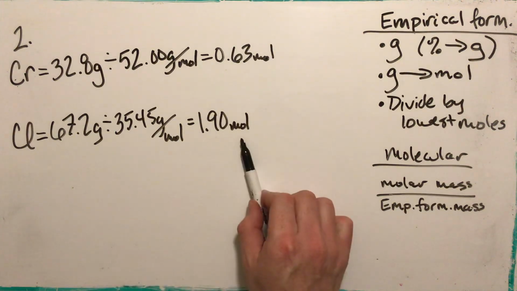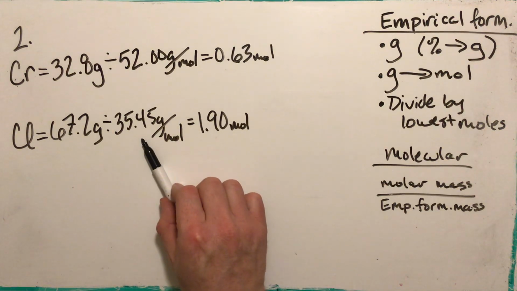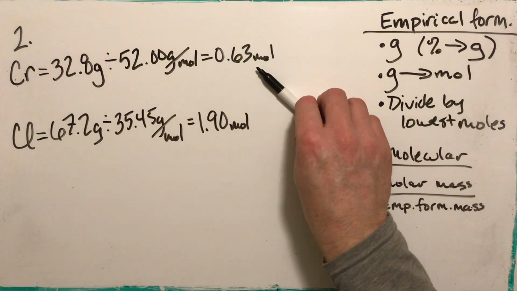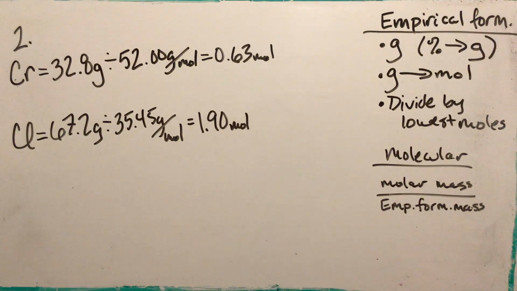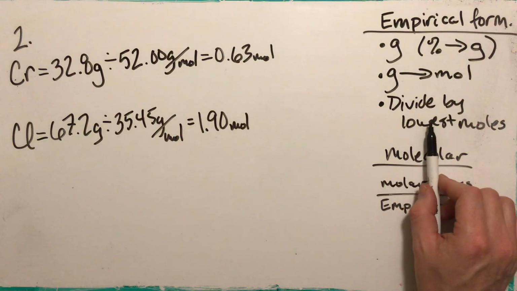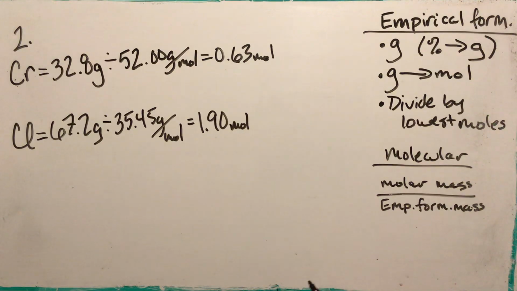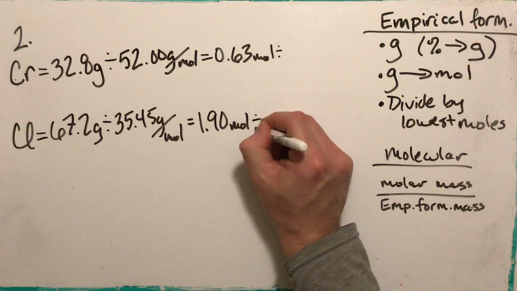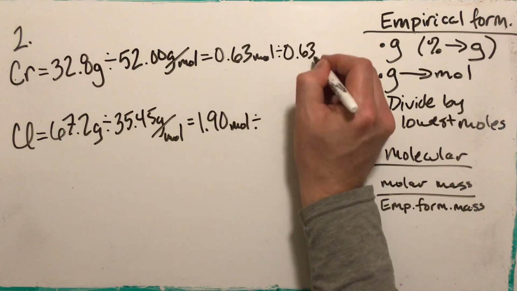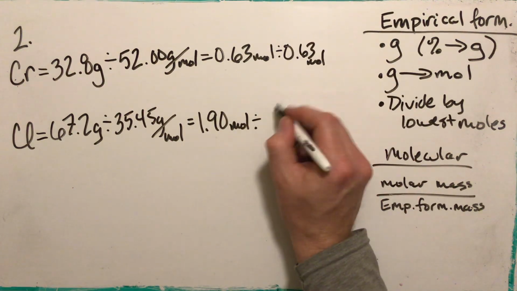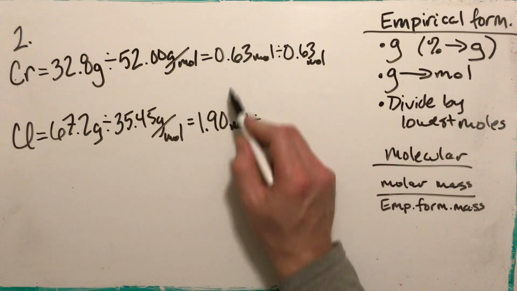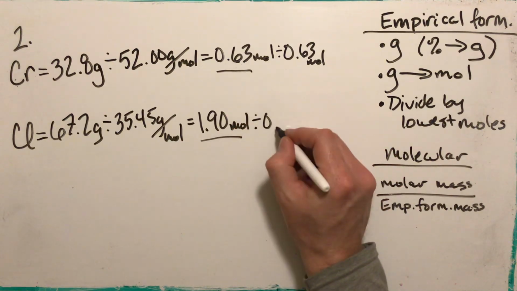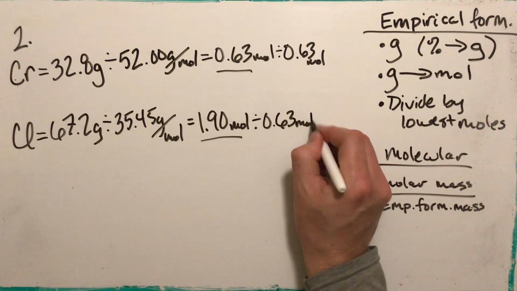We've changed grams into moles by using the molar masses off the periodic table plenty of times. So I've got how many moles of chromium there are and how many moles of chlorine there are in this compound. So now my third step: divide by the lowest mole number. Divide by 0.63 moles. Again, the lowest number of these two is what I'm comparing. This is my lowest one. So I divide all of them by that, not just the one.